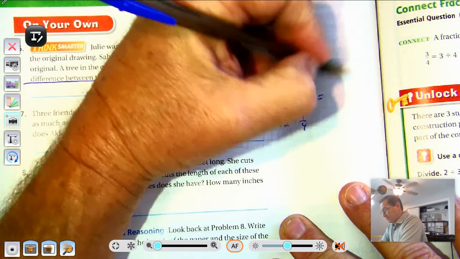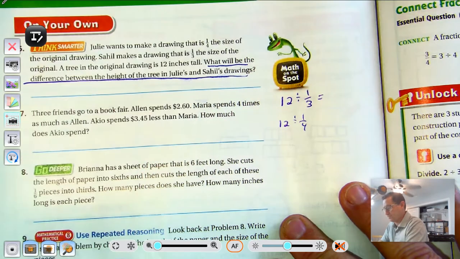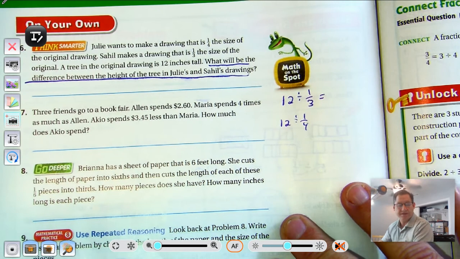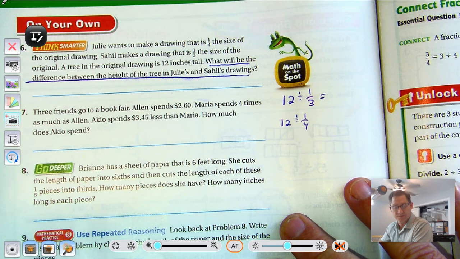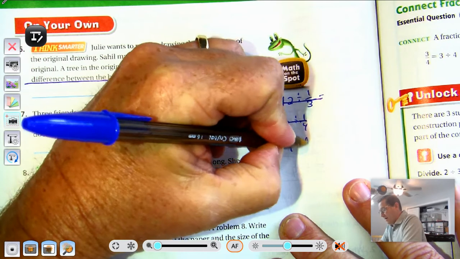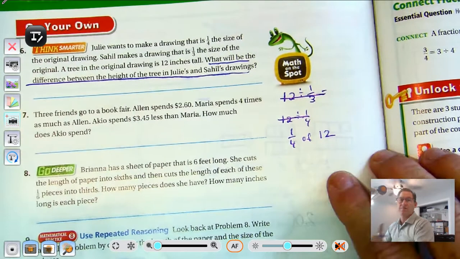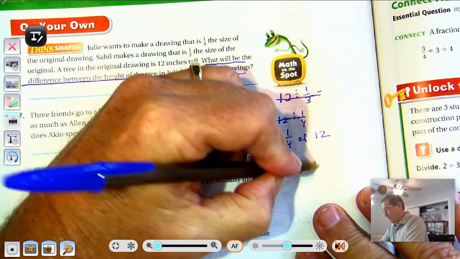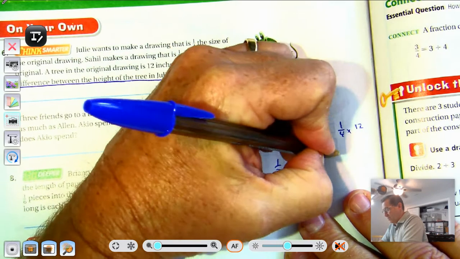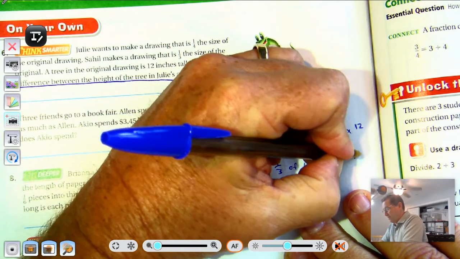Okay, well, I'm sorry, I wrote that incorrectly. That's not a division problem on this one. So let's relook at this. 1/4 of the original. 1/4 of 12. 1/3 of 12. So 1/4 of 12 would be 1/4 times 12. And 1/3 of 12 would be 1/3 times 12.